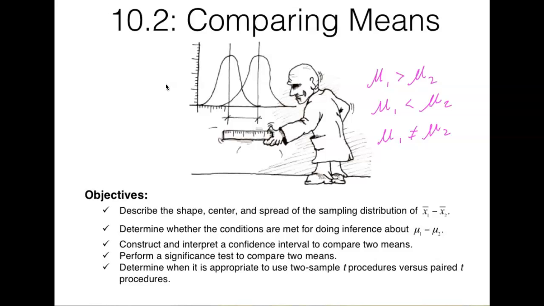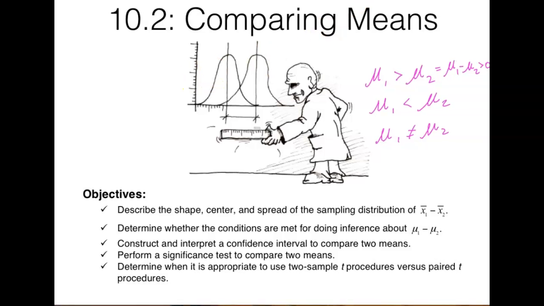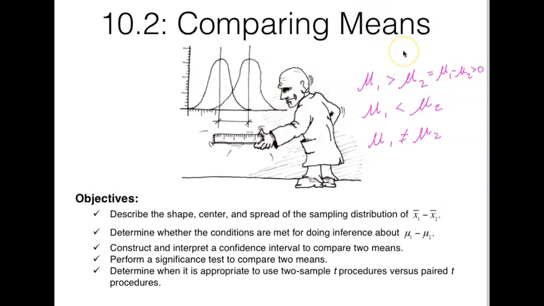And so today we're going to be creating confidence intervals for the difference in two means, because all of these can just be rewritten as the difference in two means by subtracting one from the other, like so, and then comparing it to 0, right? So we're going to be creating a confidence interval trying to capture the true difference in two means.